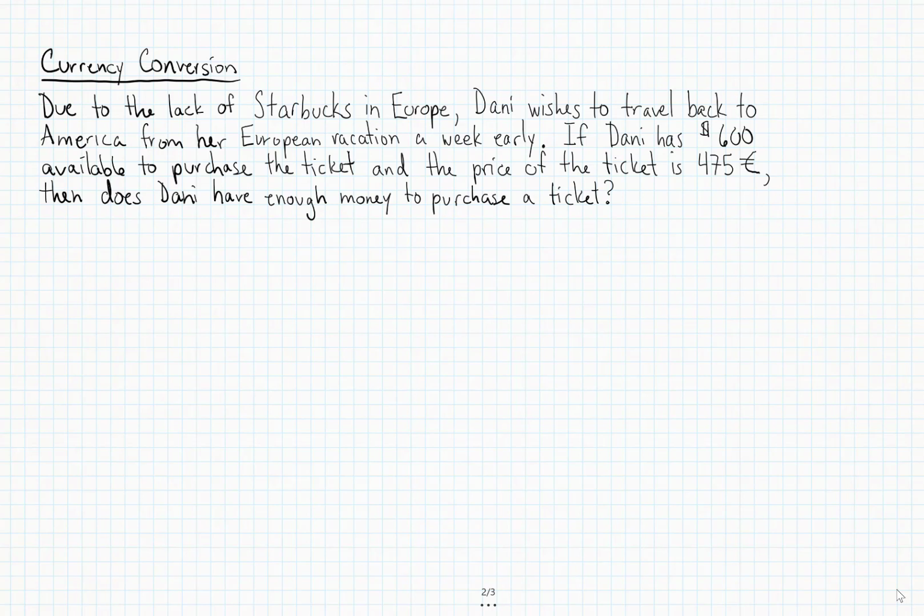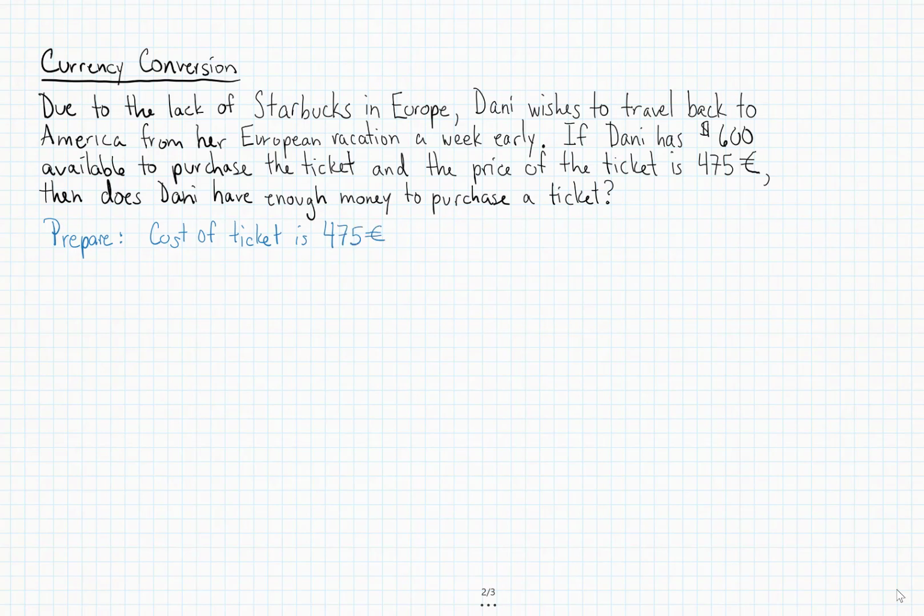So this is going to be the same song and dance in how we prepare, brainstorm, and go on and find our solution. Well, for the preparation, what information do we have? Well, the first thing is the cost of the ticket, right? The cost of the ticket is 475 euros. So I guess you could say first thing from a location standpoint in the paragraphs is Danny has $600.